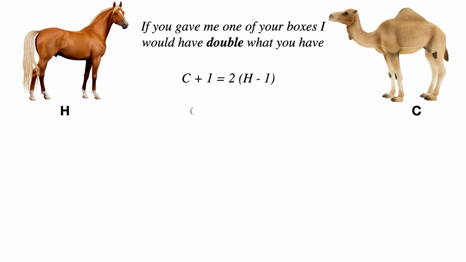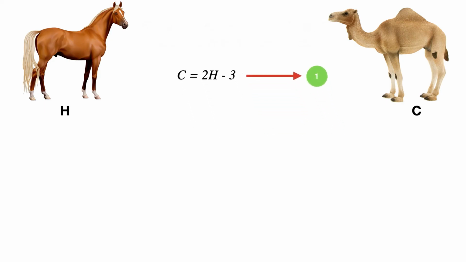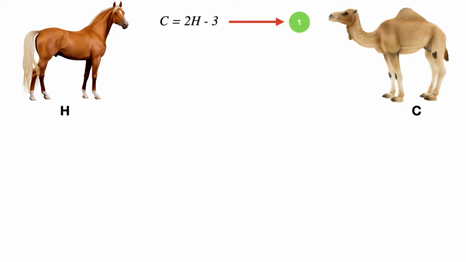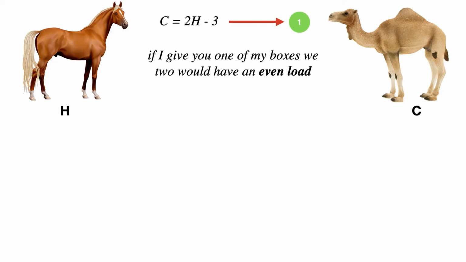Now solve this equation. After simplification, equation becomes C plus 1 equals 2H minus 2 and C equals 2H minus 3, and call this as equation 1. Now second part of camel's statement suggests, if I give you one of my boxes, we too would have an even load. This can be represented as C minus 1 equals H plus 1 and C equals H plus 2.